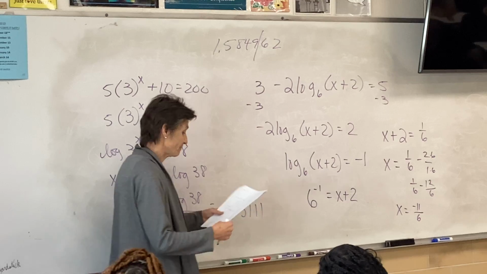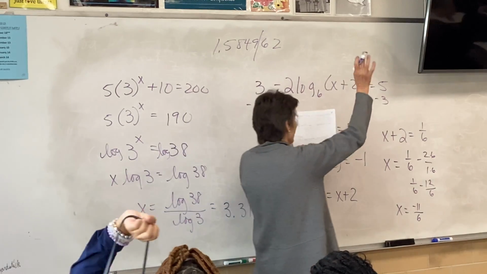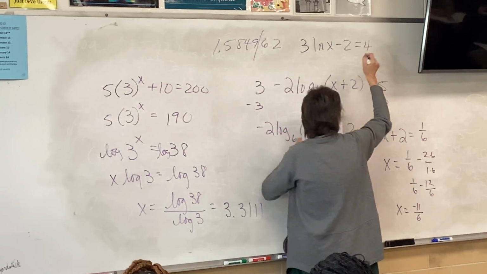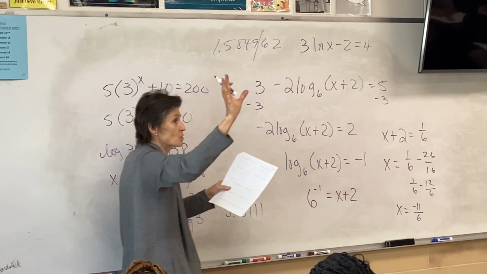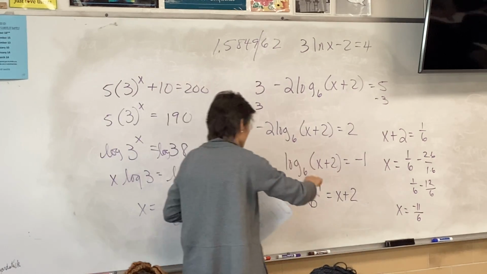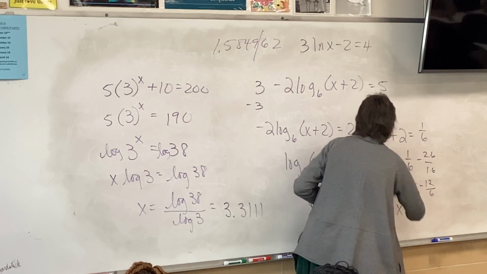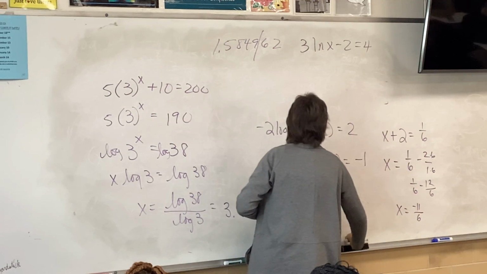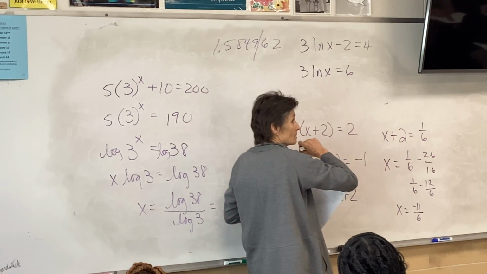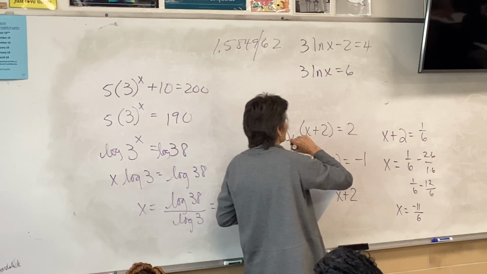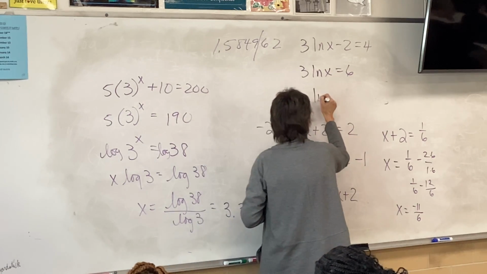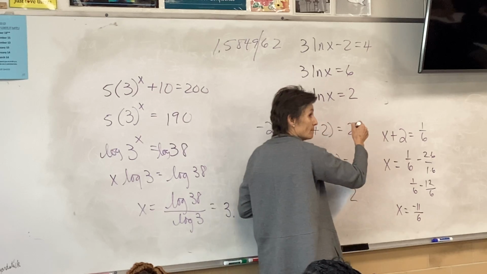One more and we'll be done for the day. Ready? Done for like forever, for a long time. 3 ln x minus 2 equals 4. Don't panic. Ln's just another logarithm. So, step 1, add 2. So 3 ln x equals 6. Be careful. What do I need to do now? I gotta get rid of that 3. So ln x equals 2.